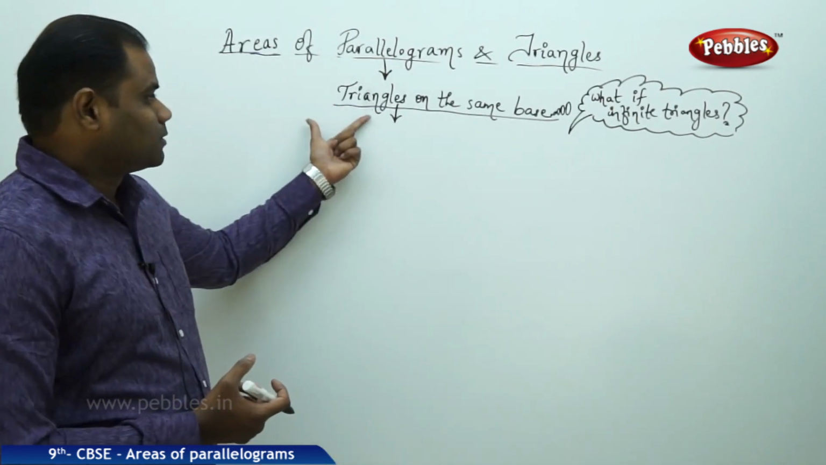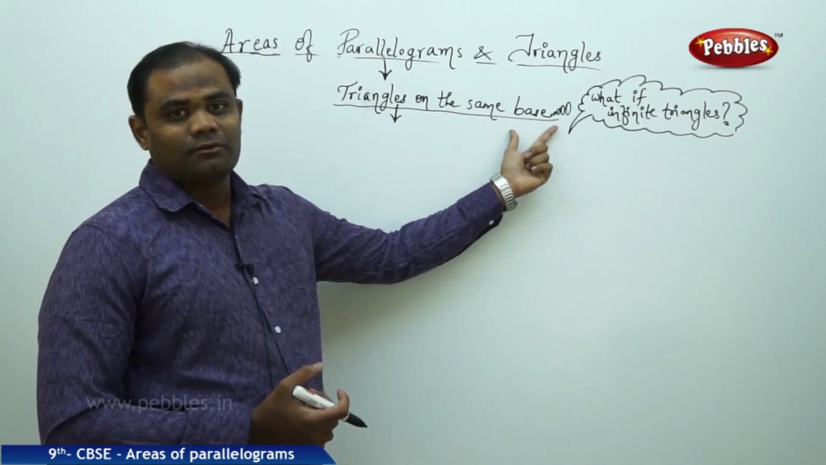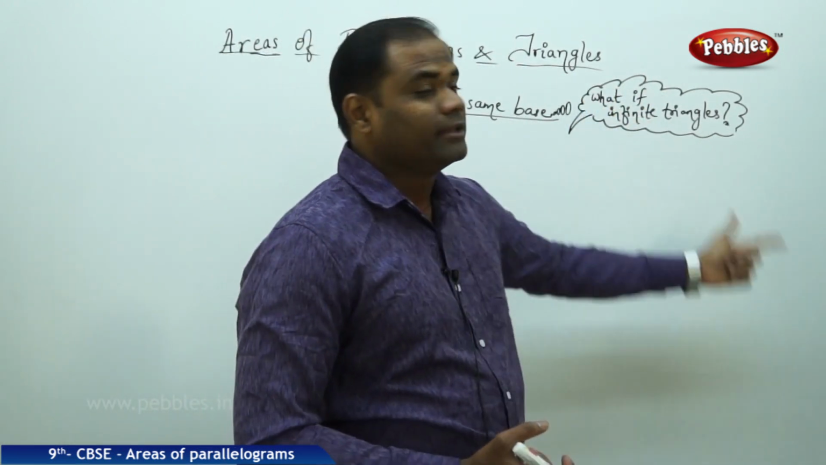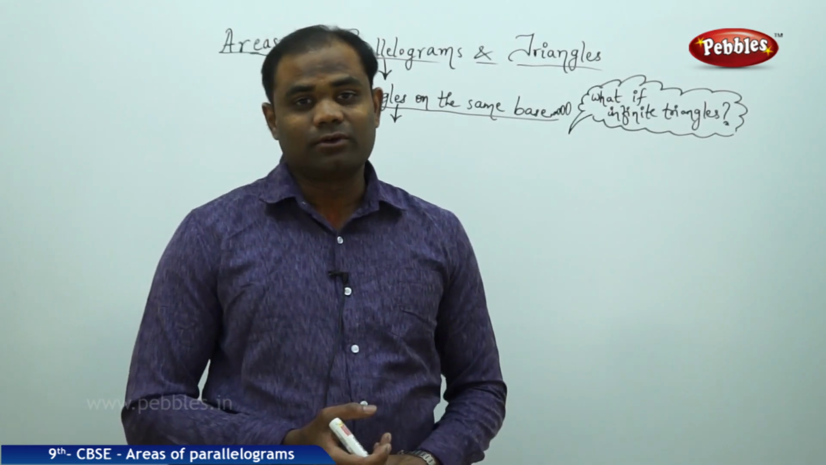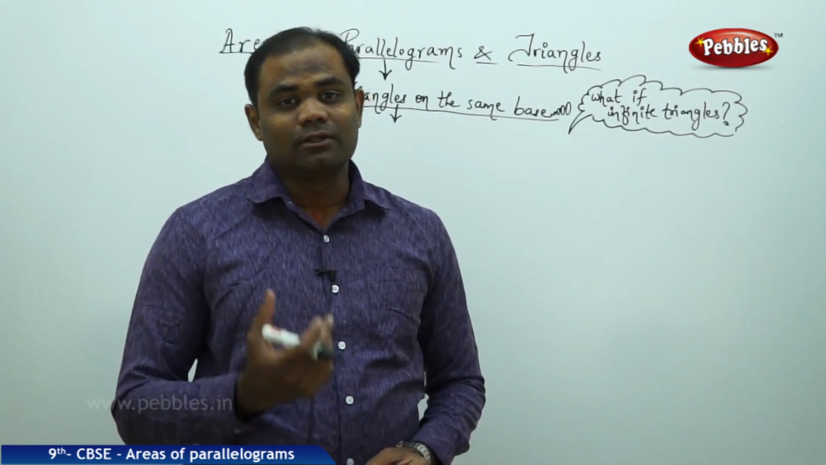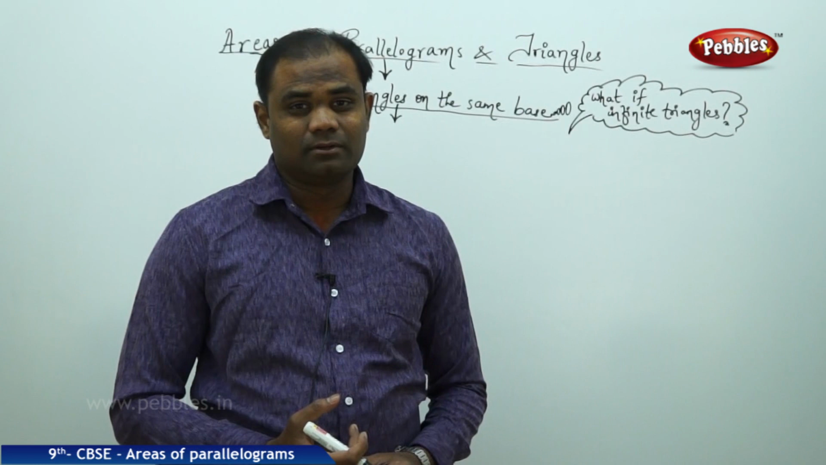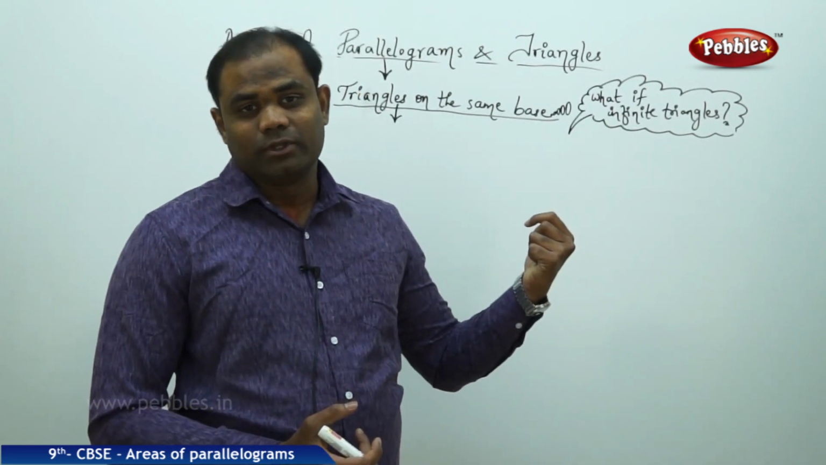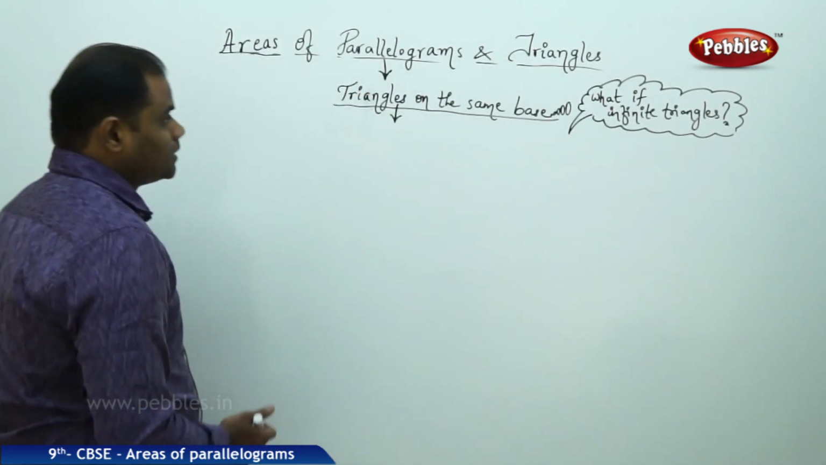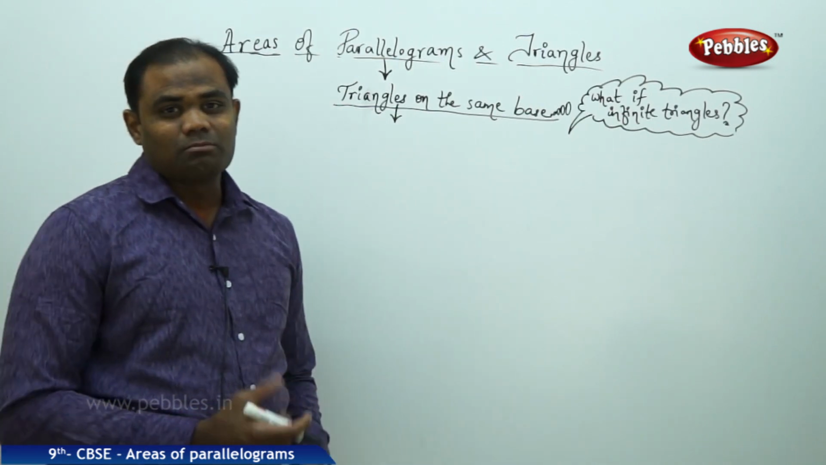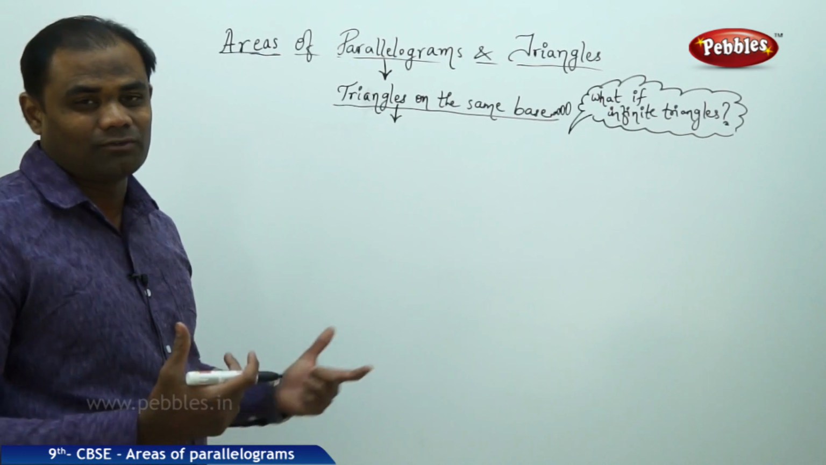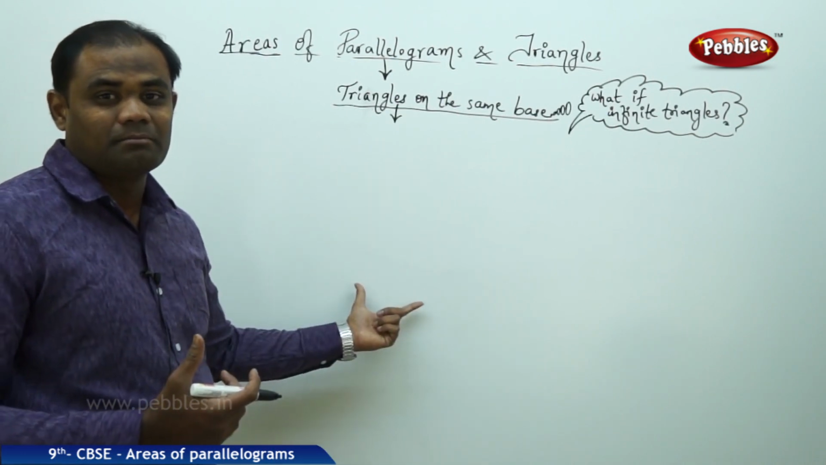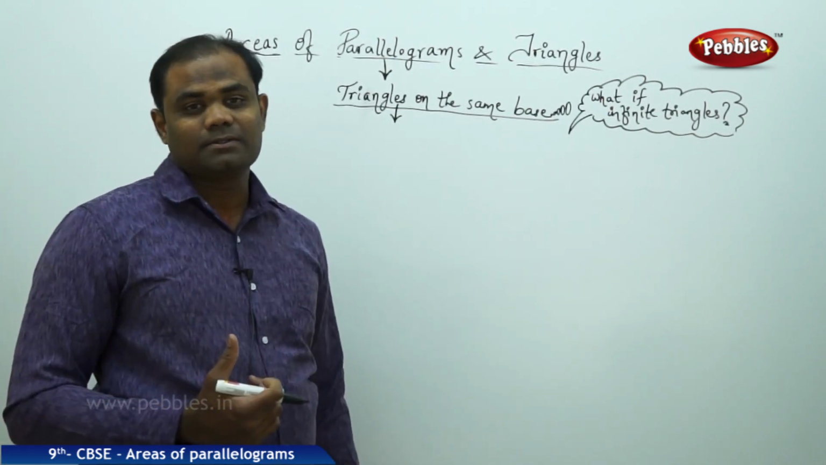Today's session is about triangles on the same base, with the question, what if there are infinite triangles? What could be the case if I draw more than two triangles? Will all the areas be equal? Let's investigate with the property. Let's take the case of at least 3 or 4 triangles between the same base and between the same parallels.